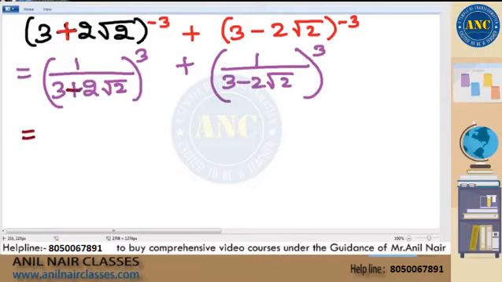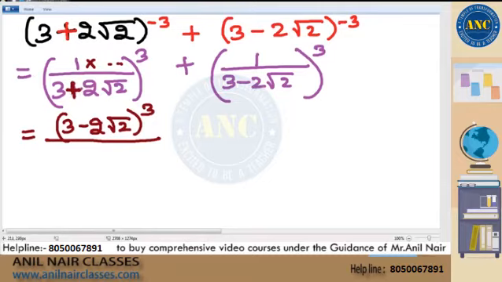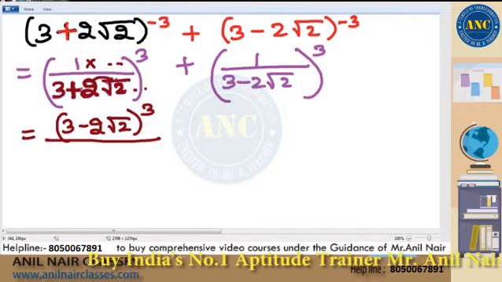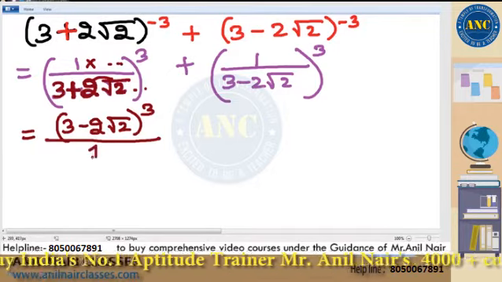if it is 3 plus 2 root 2 here, I will multiply with 3 minus 2 root 2. 1 into 3 minus 2 root 2 is 3 minus 2 root 2, and power 3 is there, which I will write as it is, divided by a plus b into a minus b. A square, 3 square is 9, b square, 2 root 2 whole square, 2 square is 4, root 2 whole square is 2, 4 into 2 is 8, 9 minus 8 is 1, over.